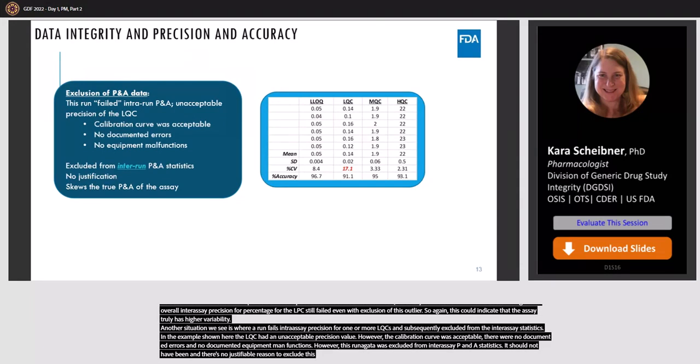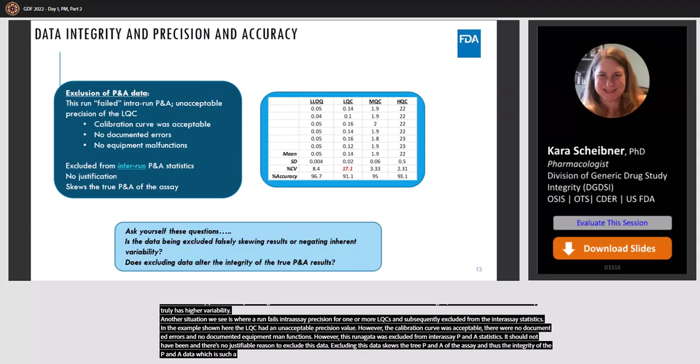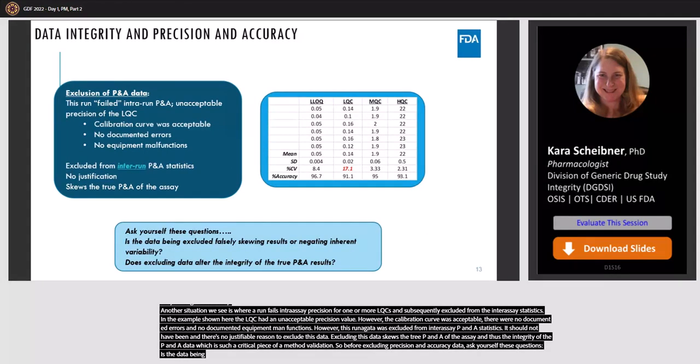Excluding this data skews the true PNA of the assay, and thus the integrity of the PNA data, which is such a critical piece of a method validation. So before excluding precision and accuracy data, ask yourself these questions. Is the data being excluded falsely skewing results or negating true assay variability? And does excluding the data alter the integrity of precision and accuracy results?